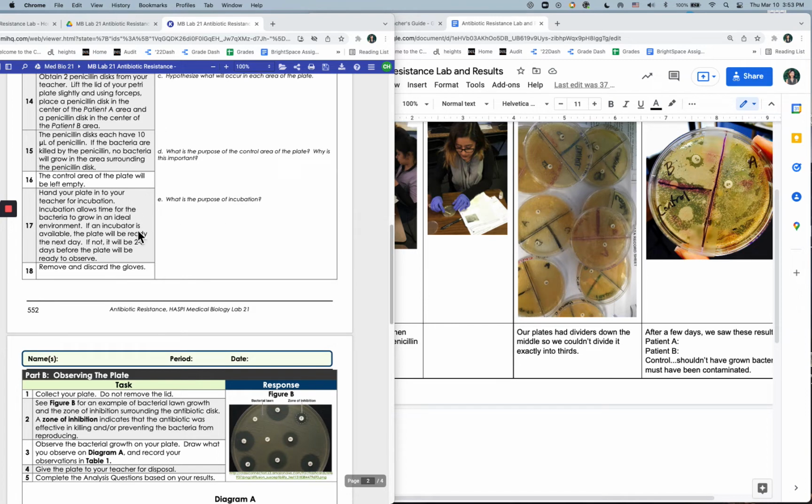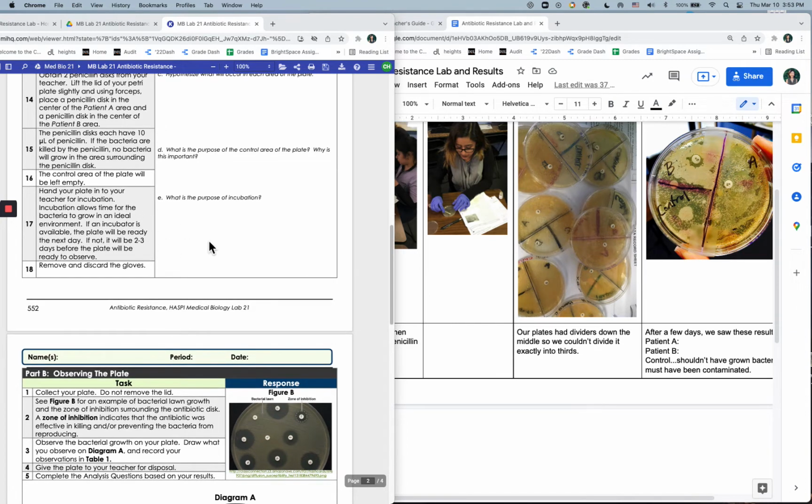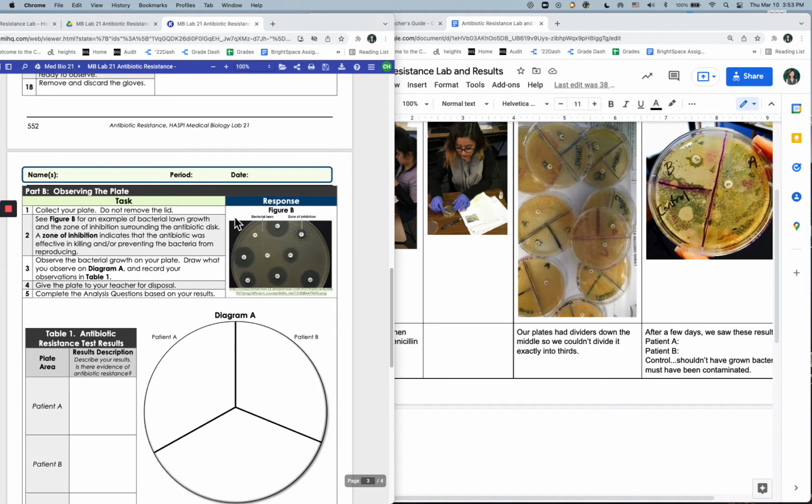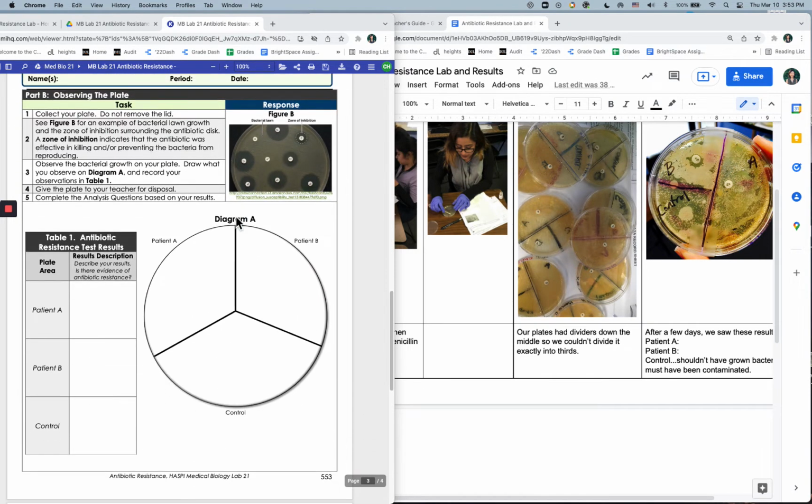We're going to incubate it for 2 to 3 days. And why are we doing that? Okay. Then we're going to pretend 2 or 3 days has passed, and we're going to be looking at our results.